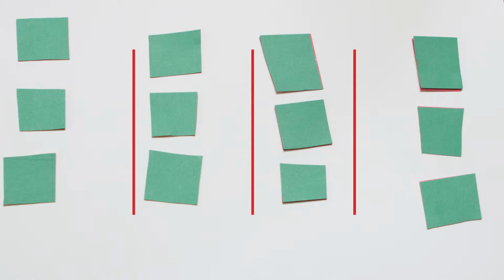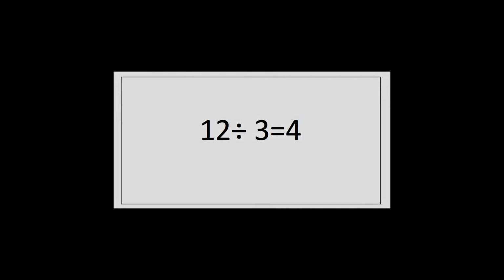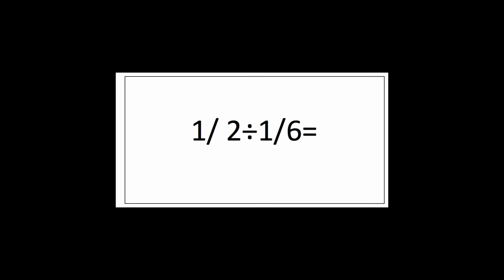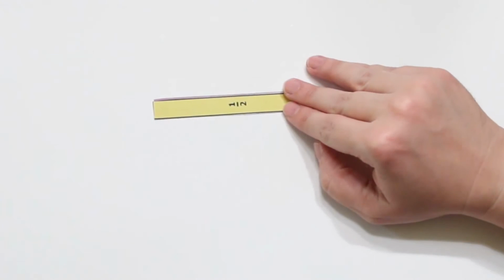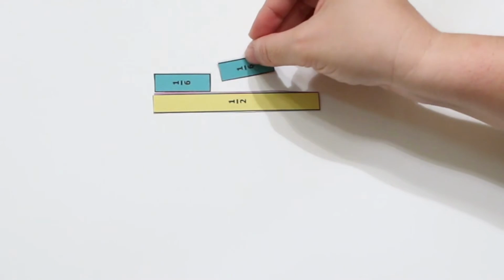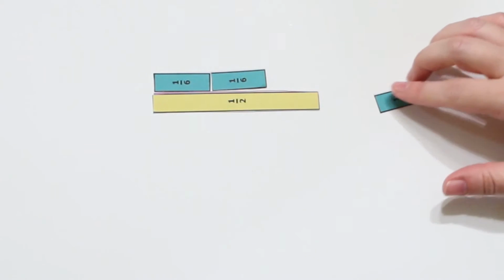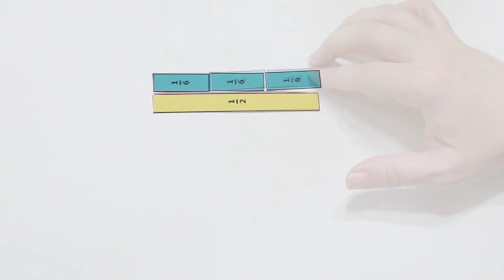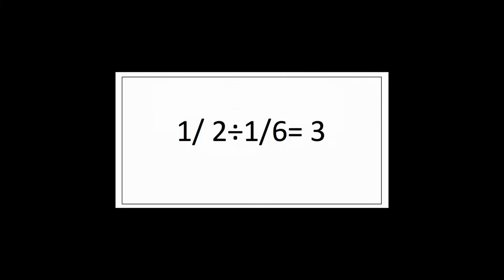There are 4 groups of 3 in 12. 12 divided by 3 equals 4. Let's see if we can use our fraction strips to do something similar with fractions. Let's try this problem. How many 1/6 tiles equal 1/2? 3 1/6 tiles equal 1/2. So 1/2 divided by 1/6 is 3.